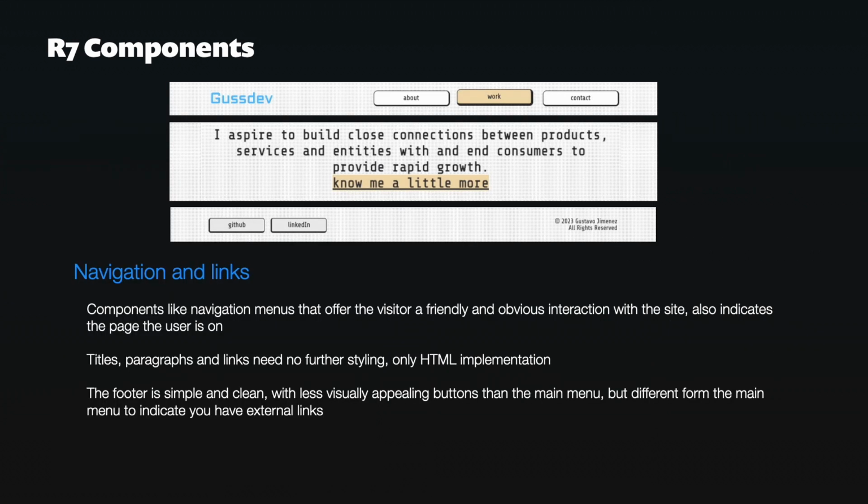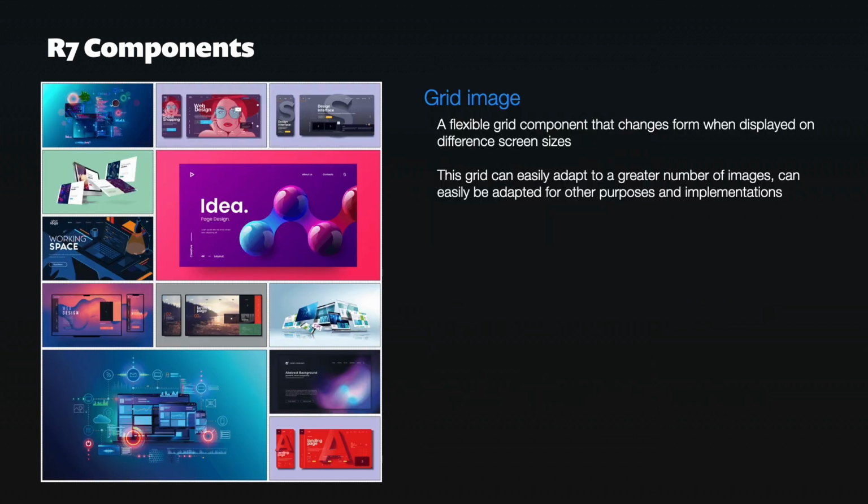If we go into global components, we have the top navigation, text that has been already styled, and the footer. Other components that we use was the grid image, a flexible grid component that changes form when displayed on different sizes. This grid can easily adapt to a greater number of images, and it can be adapted for other purposes on the website as well.